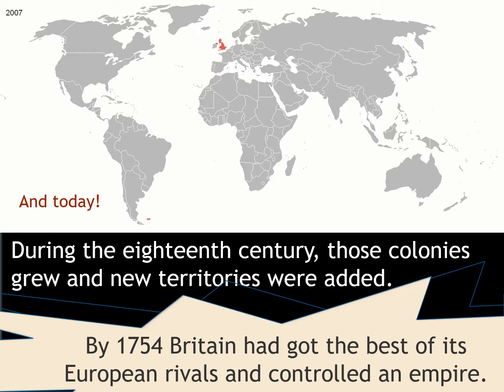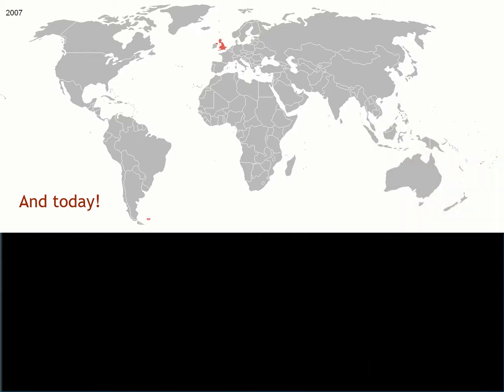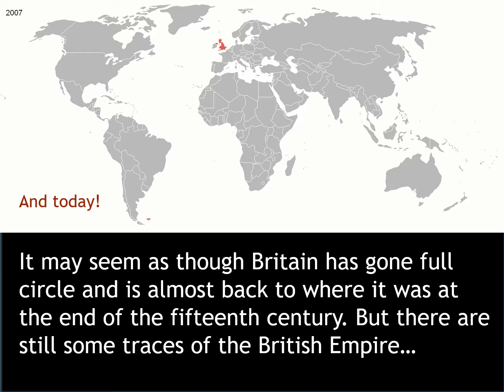Just like you do understand, it's not the relationship of the 18th century, but this is modern Britain. It might seem that we've gone back to where we started, but there are still some traces of the British Empire. Okay, can you see them? All of these are little island possessions that the British own. They're still part of, but they're what's left of the British Empire.